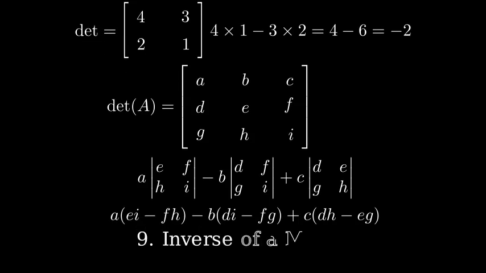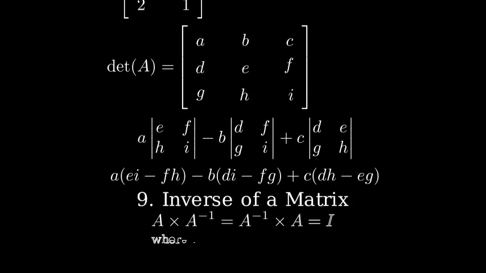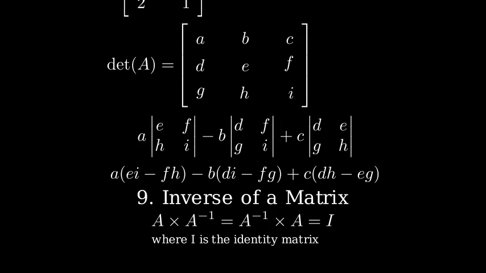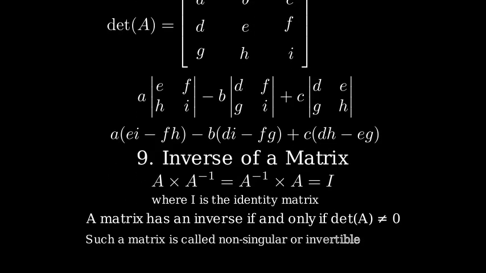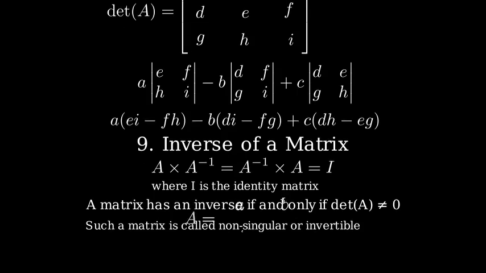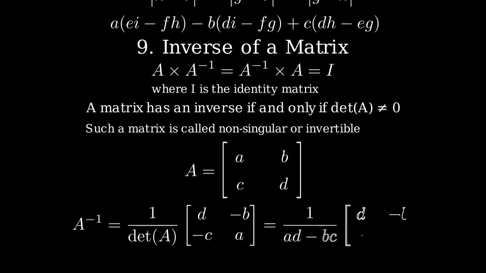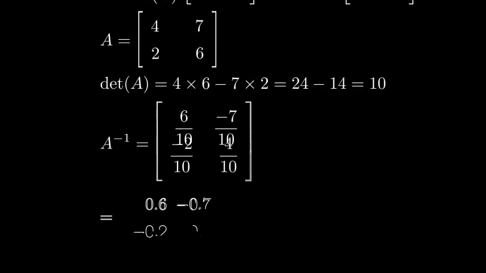Let's now learn about the inverse of a matrix. The inverse of a square matrix A is denoted by A inverse, such that A times A inverse equals the identity matrix. Not every matrix has an inverse. A matrix has an inverse if, and only if, its determinant is non-zero. For a 2x2 matrix, we can calculate the inverse using this formula.